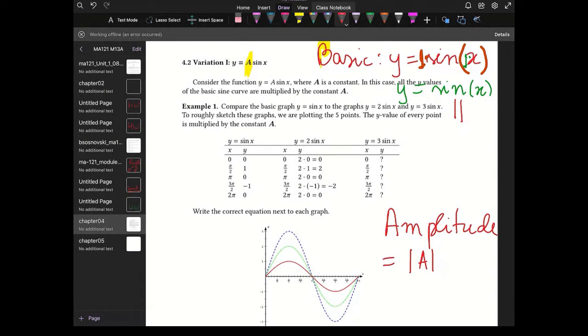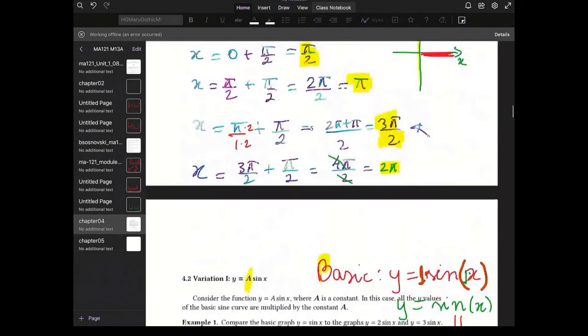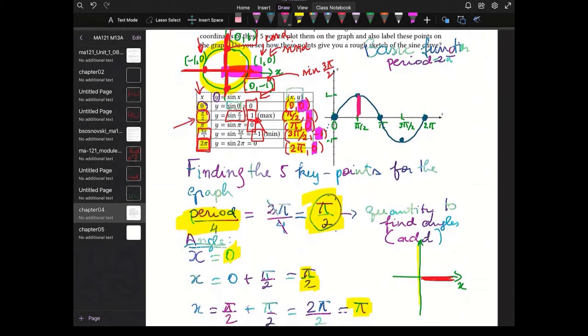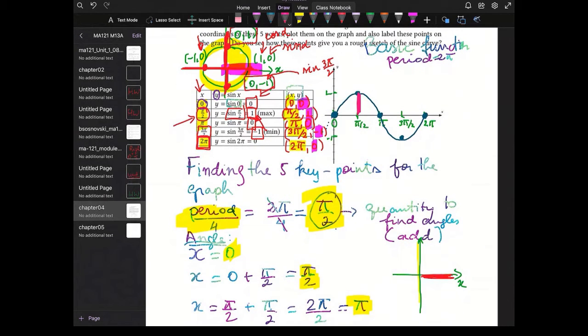So for the basic function, the amplitude was 1 because we took the absolute value of a, and a was 1. So the absolute value of 1 is 1. So that's why we ended up with amplitude 1. And you can see this reflected in the graph because that is the vertical distance. So for the basic function, this distance right here, from the top point to the center line, is the amplitude, and that was 1.